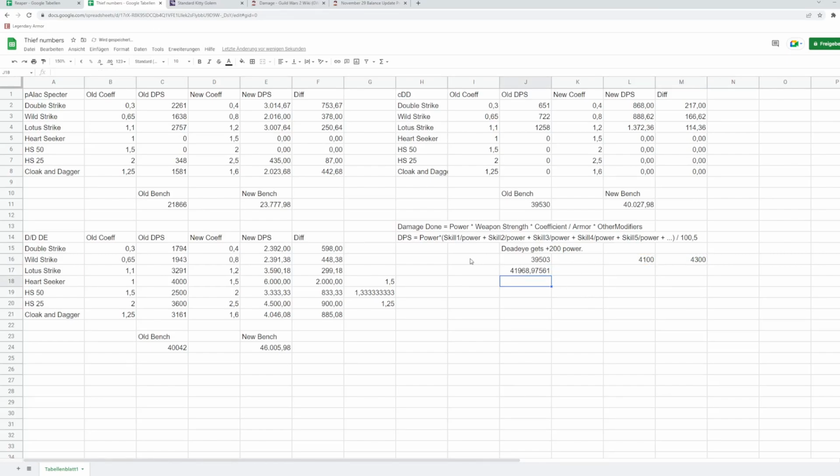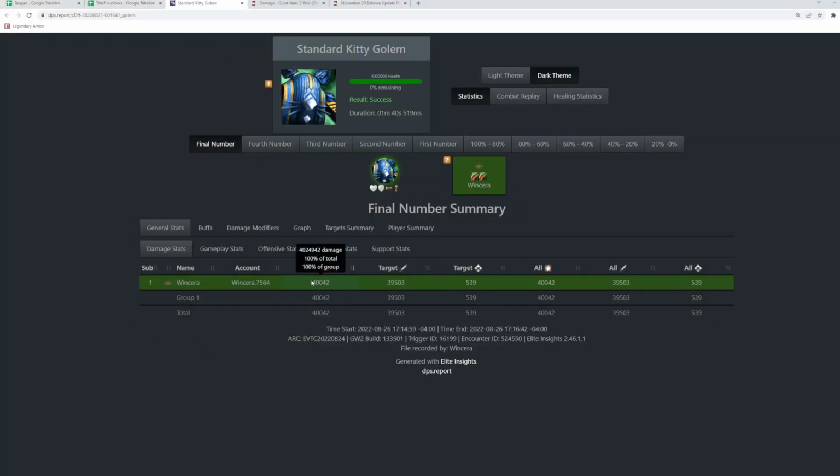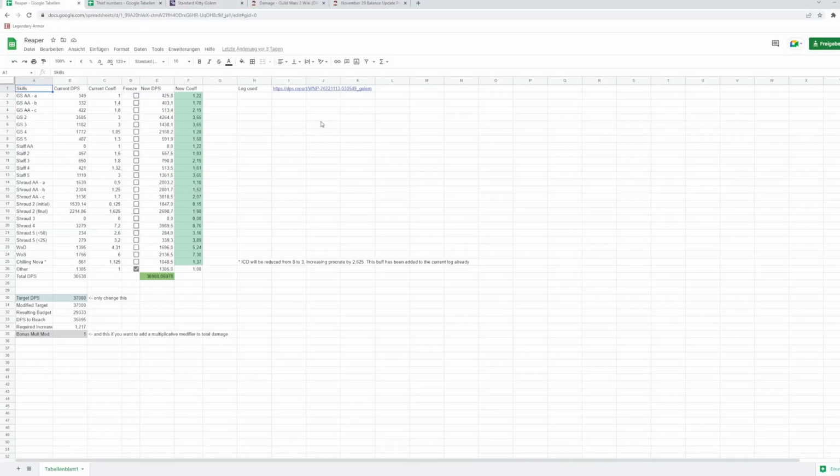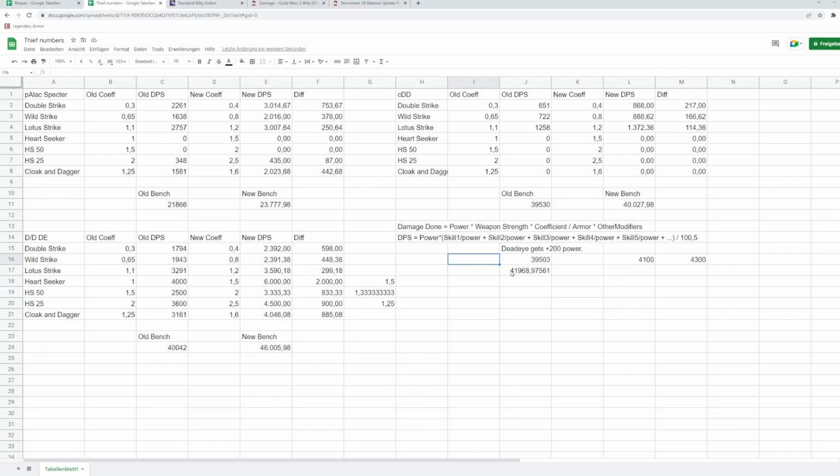And this would be the new benchmark prediction. So we would say that if Deadeye gets plus 200 power, the DPS increases from 40k to roughly 41,968.